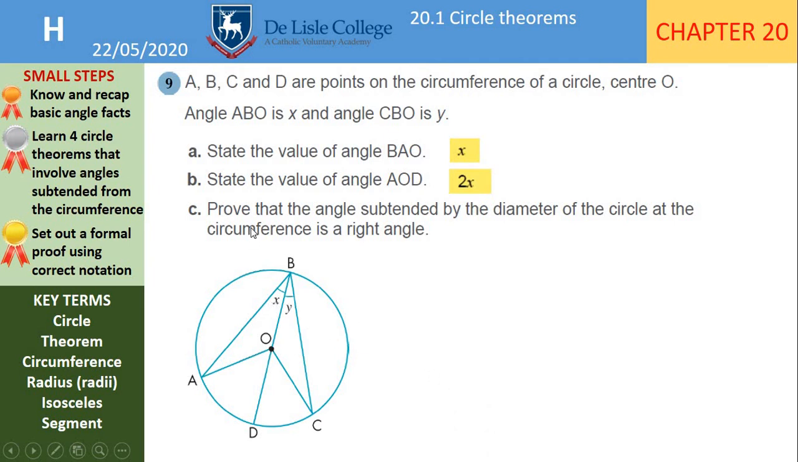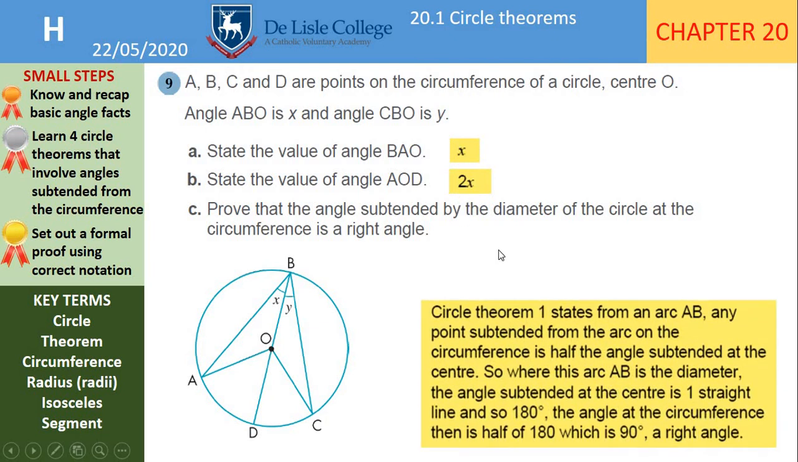And it wants us to prove that the angle subtended by the diameter of a circle at the circumference is a right angle. And if we use this idea, what we've got is 180 degrees and 90 degrees. The angle at the centre is 180, which is double the angle at the circumference, 90 degrees.